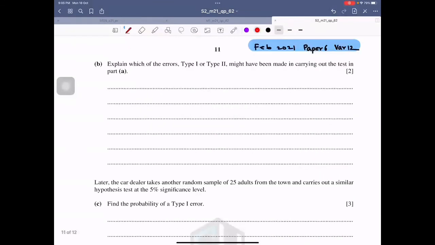Explain which of the errors type 1 or type 2 might have been made in carrying out the test. Now, what is the definition of type 1 error? Reject H0 when H0 is true. What is the definition of type 2 error? Accept H0 when H0 is false. Since H0 is not rejected, in other words, H0 is accepted, therefore, what kind of error might have happened? So we would say type 2 error might have occurred.